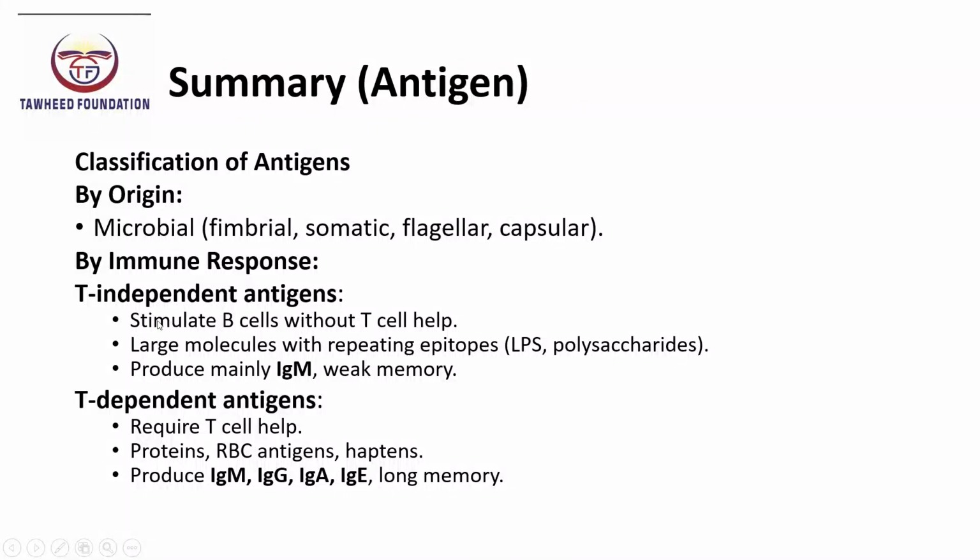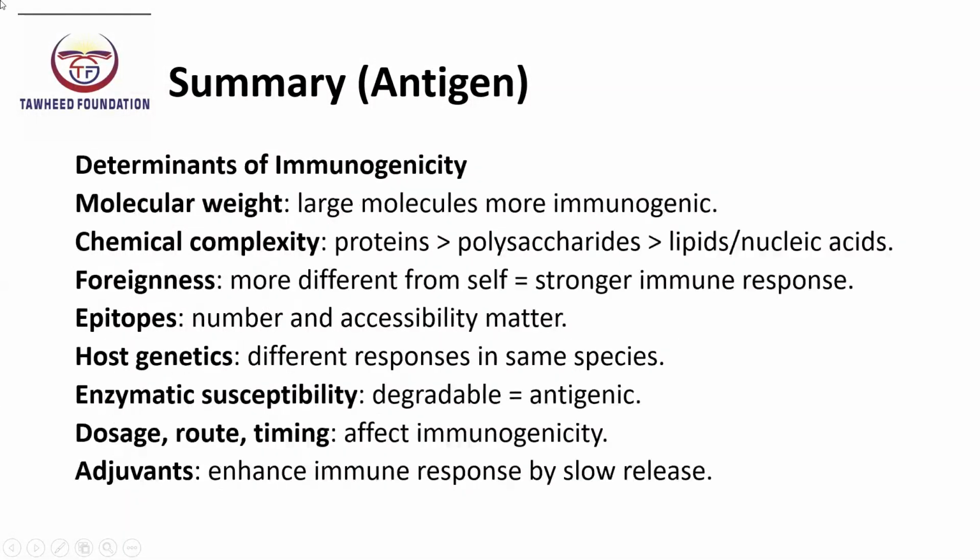A T-independent antigen will stimulate B cells without T cell help. These are large molecules with repeating epitopes. Examples are LPS and polysaccharides. They produce mainly IgM with weak memory. T-dependent antigens require T cell help. Examples are proteins, RBC antigens, and haptens. They produce different types of immunoglobulins with long memory.